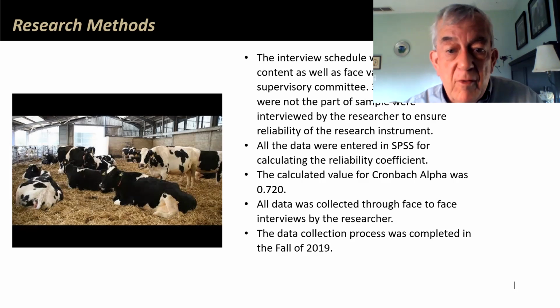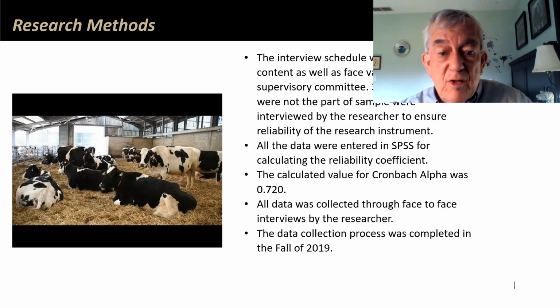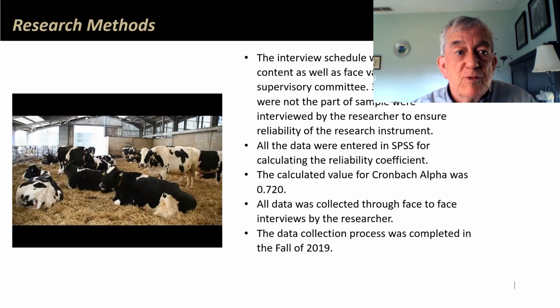All the data were entered, as we said, in SPSS. It was calculated that the Cronbach alpha score was 0.72. All the data were collected by Mohammed face to face during the fall of 2019.